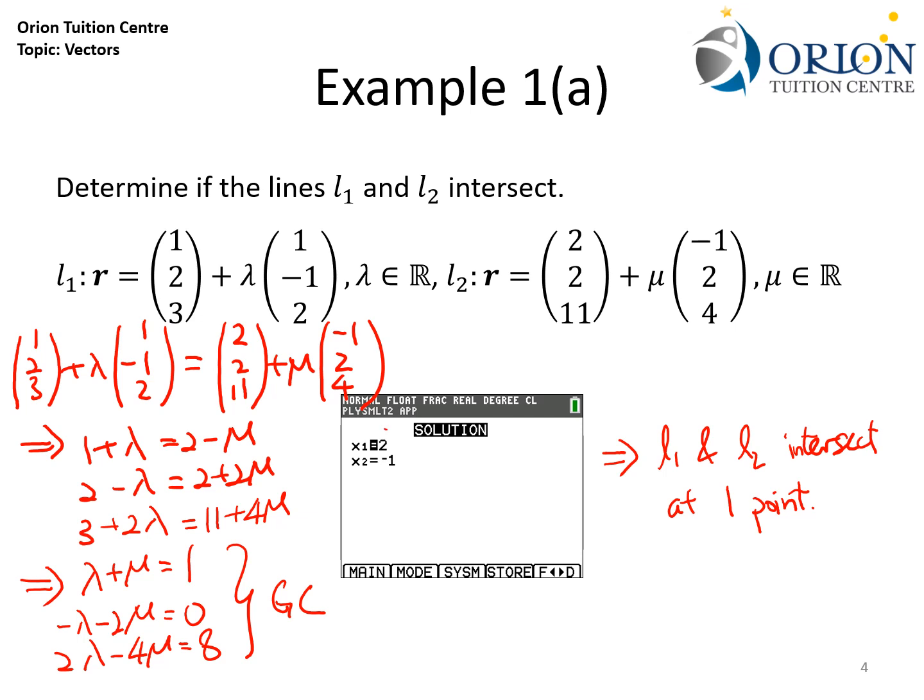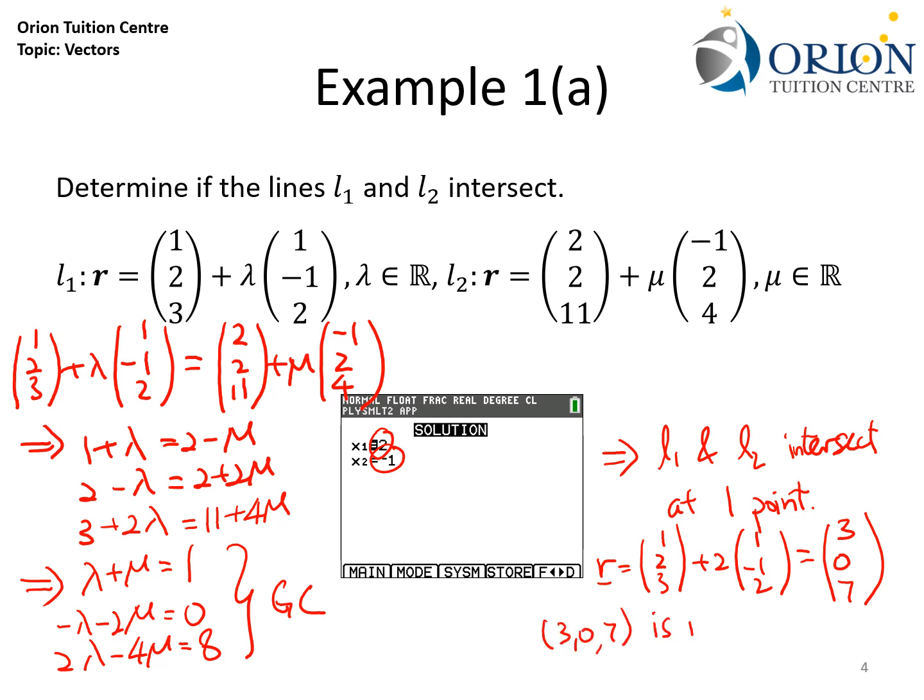And if we were to proceed to find out the coordinates of this point, we can substitute either lambda equals 2 or mu equals -1 into either equation. So we can say that r equals (1, 2, 3) plus lambda, which is 2, (1, -1, 2), and this gives us (3, 0, 7). So (3, 0, 7) is the intersection point.